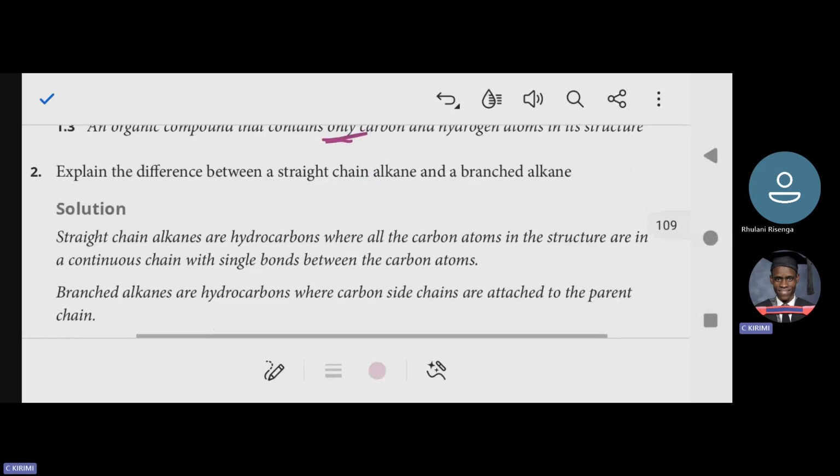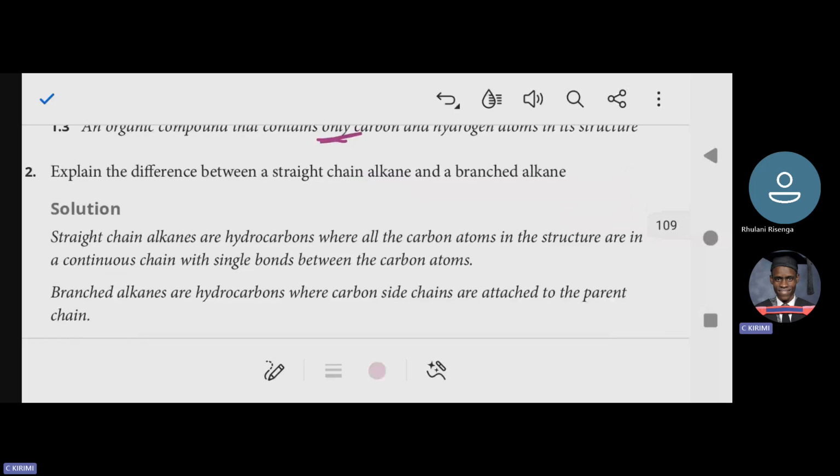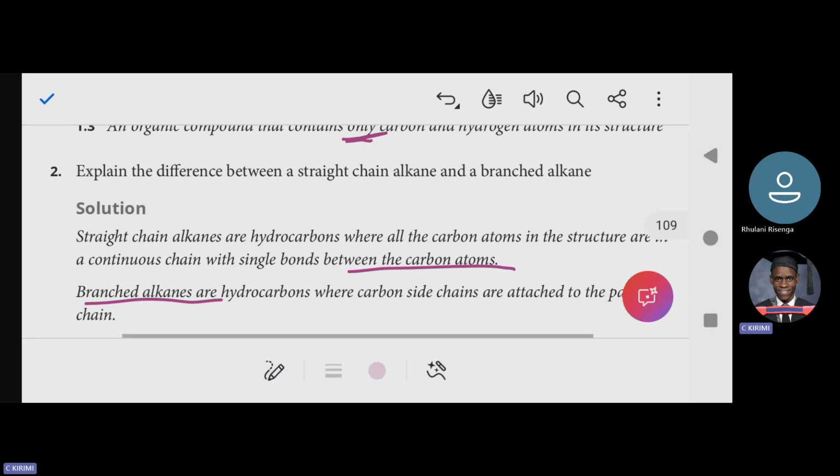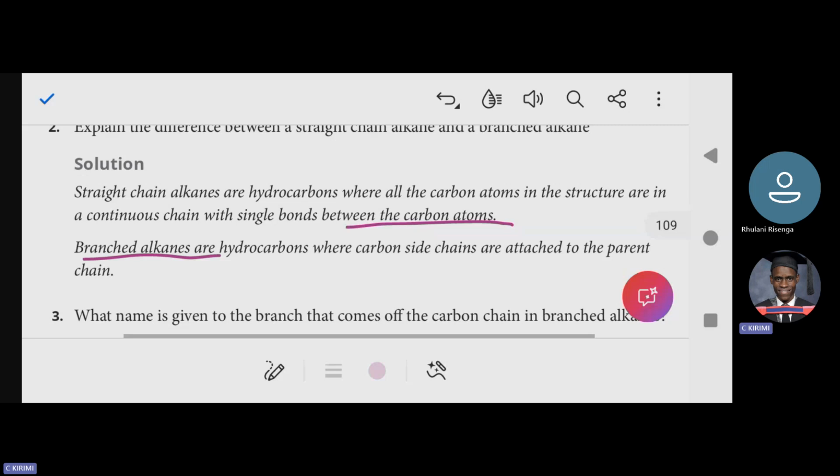Yes, that's correct. The straight alkanes are hydrocarbons where all the carbon atoms in the structure are in a continuous chain with single bonds between the carbon atoms. Then the branched alkanes are hydrocarbons where side chains are attached to the parent chain, and you can also add the intermolecular forces. The longest chain is hard to break, but the smaller one is easy. Also the melting points and boiling points of those compounds differ.